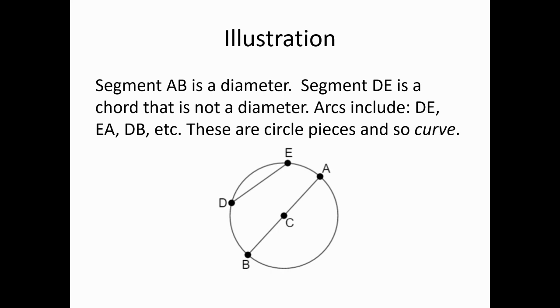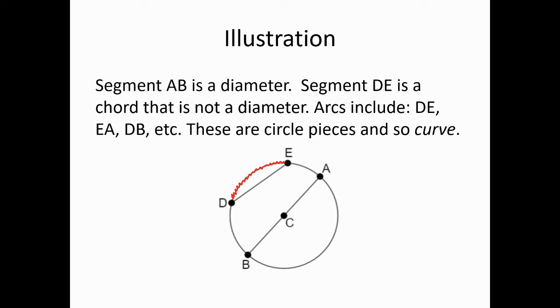So here are some pictures. Segment AB is a diameter. It goes through the circle, center is C. Segment DE is a chord that is not a diameter. And we also have arcs as well, like, for instance, the arc DE, and I'll just emphasize what the arc is. The arc is the curved portion of the circle.